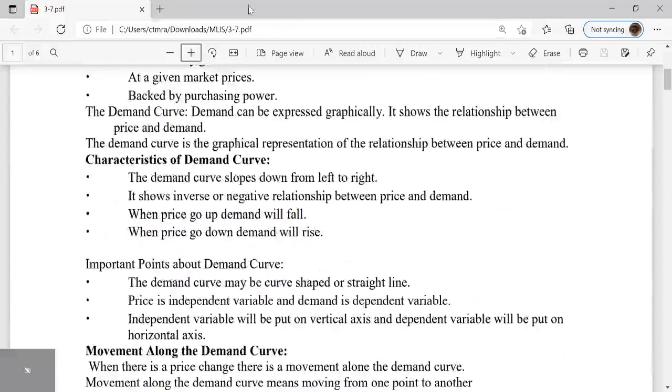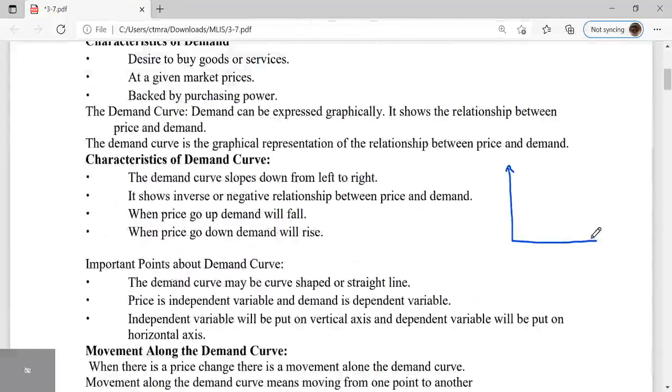Let me draw a demand curve here. Okay. See, it's very simple. Some people find it very complicated, but I think it's because of the lack of practice. So that's why I'm drawing in front of you and showing you that it's very simple. See that, a fully complete demand curve.